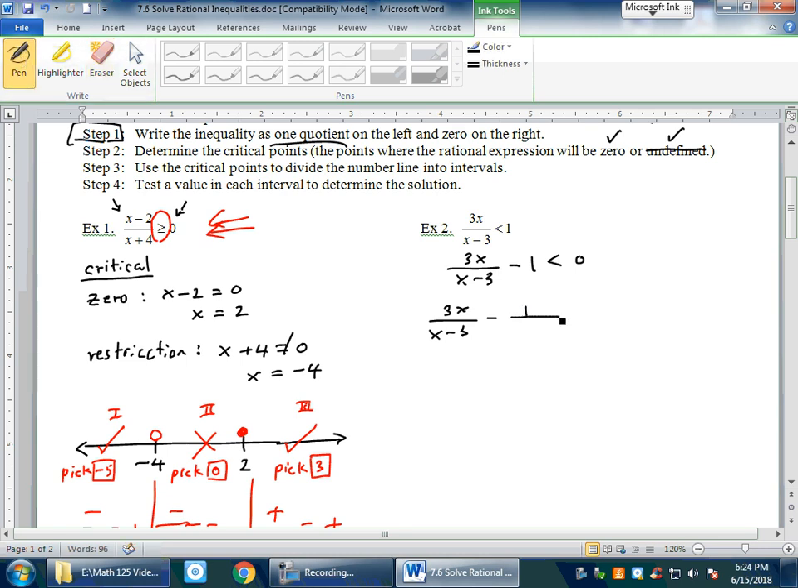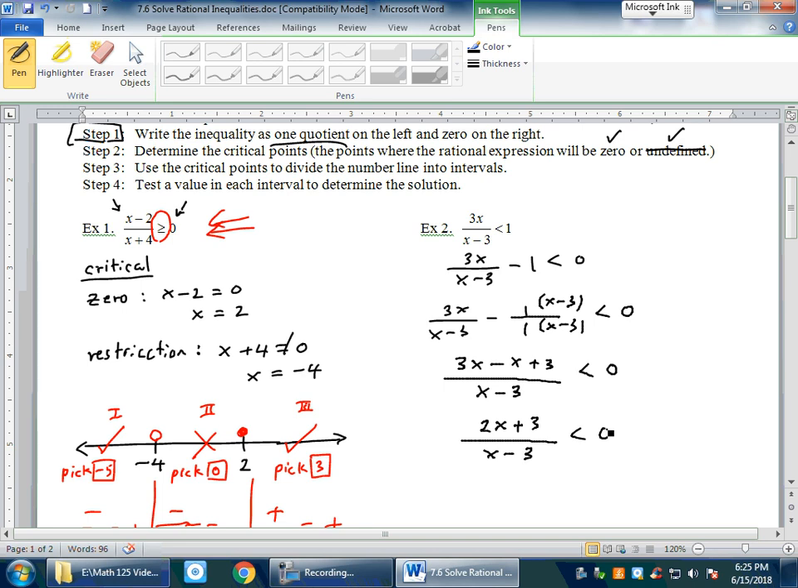1 is basically 1 over 1. I multiply top and bottom by negative x minus 3 to get the LCD. So now I have 3x over x minus 3. And when I distribute the negative, that will become negative x plus 3. So when I simplify it, this becomes 2x plus 3 over x minus 3 is less than 0.